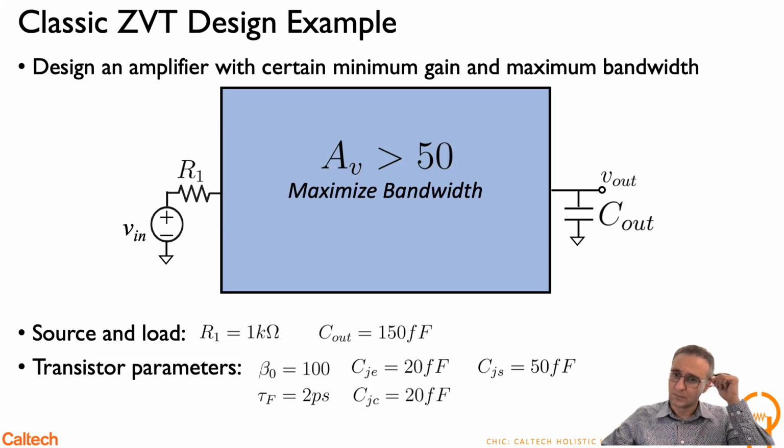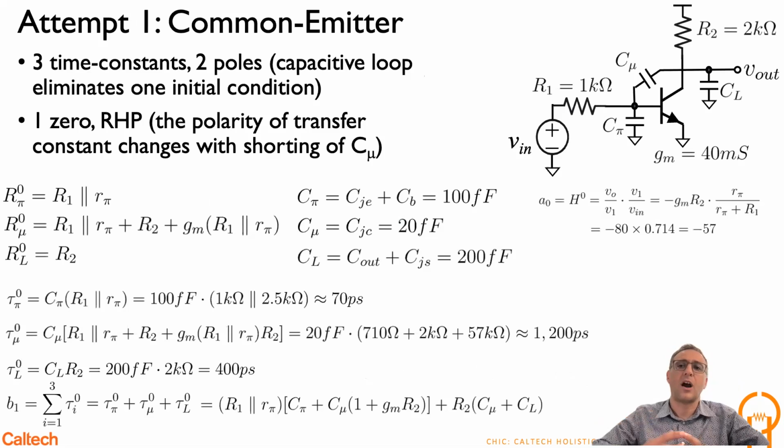So the first design that you generally start with is the common emitter, a gain stage. Let's say you bias the transistor at 1 milliamp, and you get a transconductance of 40 millisiemens, and you put a resistor of 2 kilo ohm there. You get an intrinsic gain of the amplifier of negative 80, and then you have a voltage divider between the R pi at the input and R1. So that gain multiplies by that, and you get negative 80 times 0.7, which is basically negative 57. So this satisfies the gain requirement, and then you can use it to estimate the bandwidth.